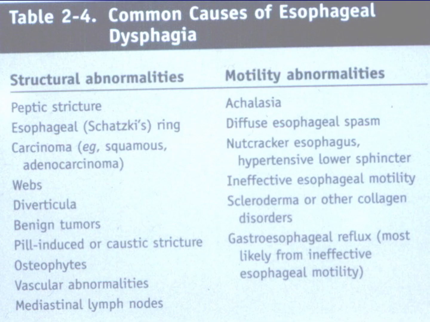On the other hand, common causes of esophageal dysphagia include structural abnormalities or motility abnormalities. Structural abnormalities include obstructing lesions such as strictures or carcinoma, when dysphagia is mostly for solid food, while when secondary to motility disorders such as achalasia, dysphagia is for solids and liquids together.